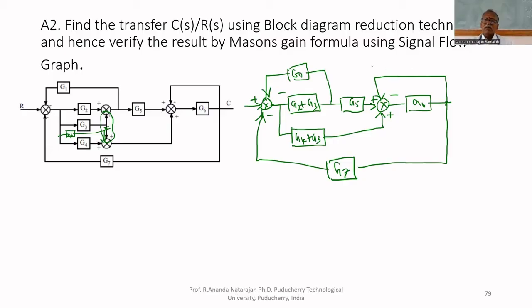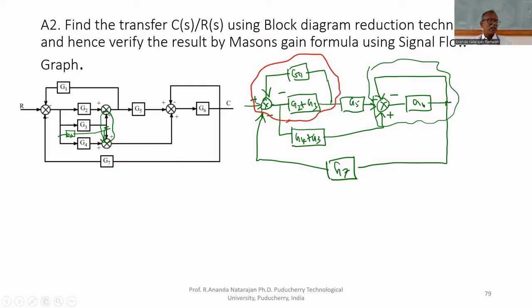Now we can apply the seventh rule here. We could have applied it now itself, but I didn't apply. But here you cannot apply. Why can you not apply it here?